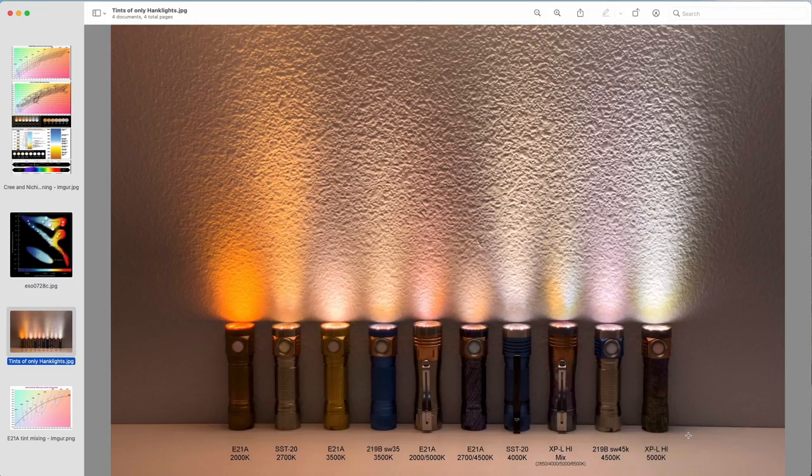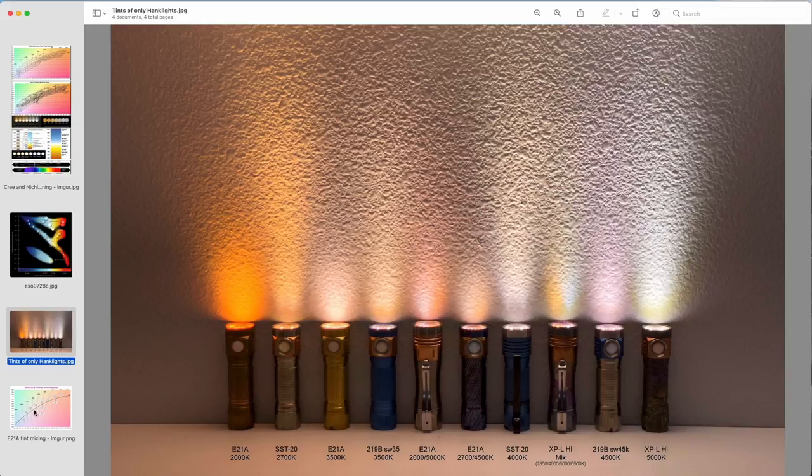Now, lastly, I wanna talk about emitter mixing and how that can affect the tint. Since we already talked about the fact that we tend to find green objectionable and that people tend to like rosy or pink tones, one easy way to get more pink in the light is to actually mix two different emitters together, two different color temperatures, that is. So if you take a look at this next one here, the E21A 2000 and 5000 mix, this is literally a light where half the emitters are 2000K and half of them are 5000K.